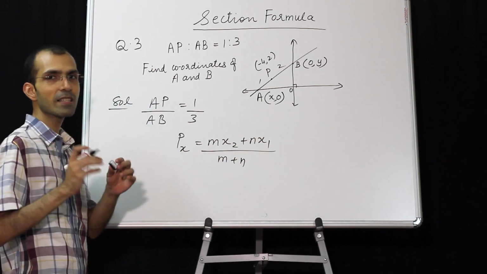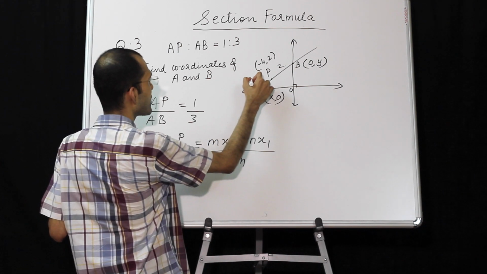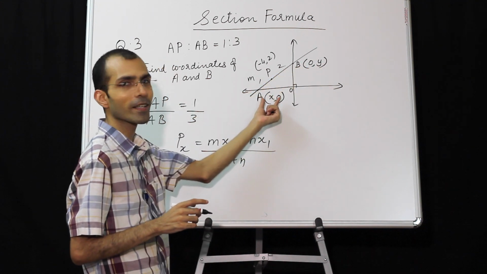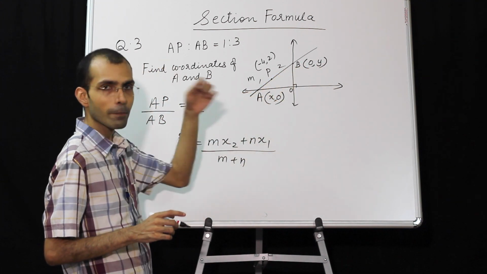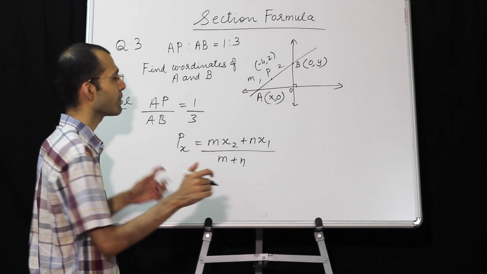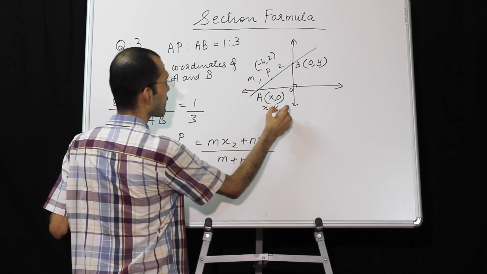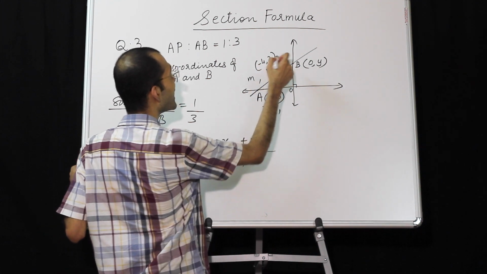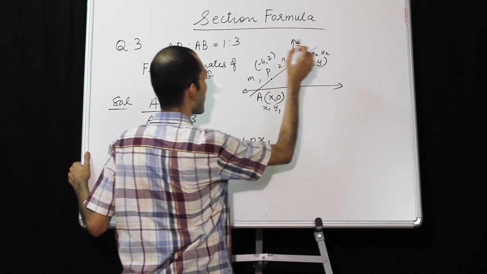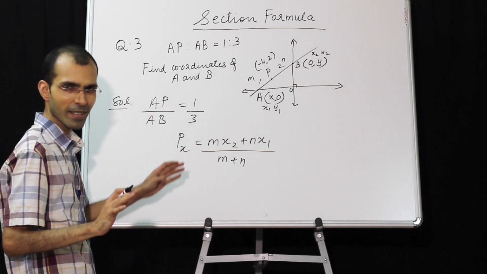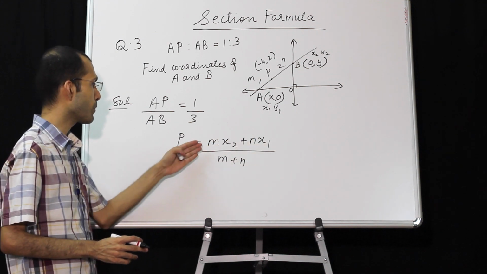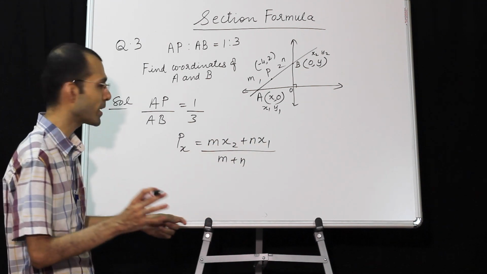So let's do the initial settings. I am taking this as m. So what should be my x1, y1? This point or this point? This point A, because I told you in the beginning, m should always go on the side of x1, y1. So this will be x1, y1 and this will be our n. This will be x2, y2. Once you do the initial settings, then it is a matter of simple substitution. Px is mx2 plus nx1 upon m plus n. This is the section formula.